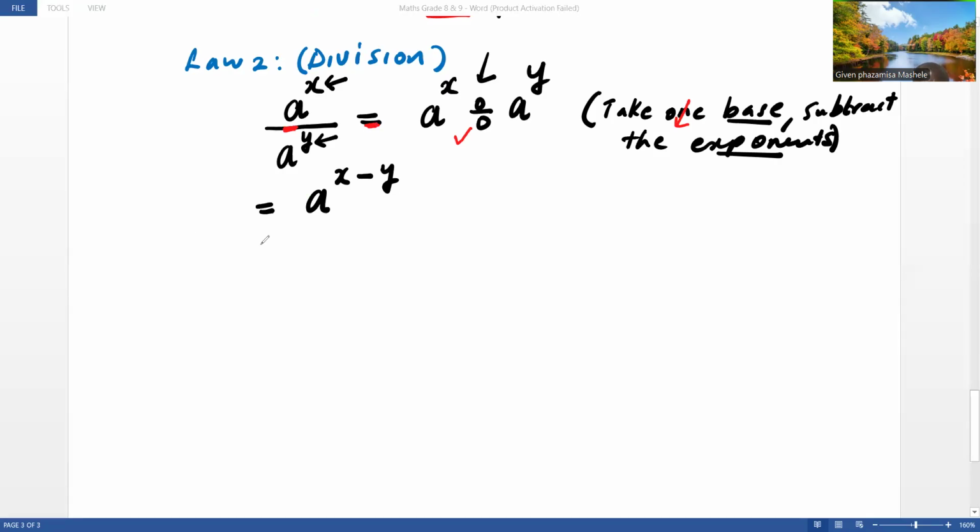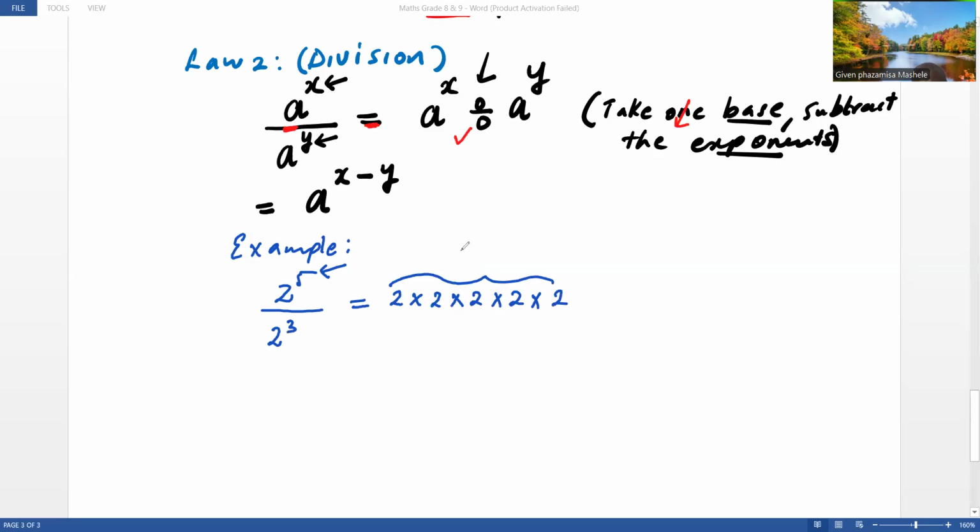Consider this example. Let's say we have 2 to the exponent of 5, and we're dividing this by 2 to the exponent of 3. 2 to the exponent of 5, remember, is an exponent telling us how many times we write this 2 by itself. So it will be 2 by 2 by 2 by 2 by 2, 5 times. Then divide by 2 by 2 by 2, 3 times.